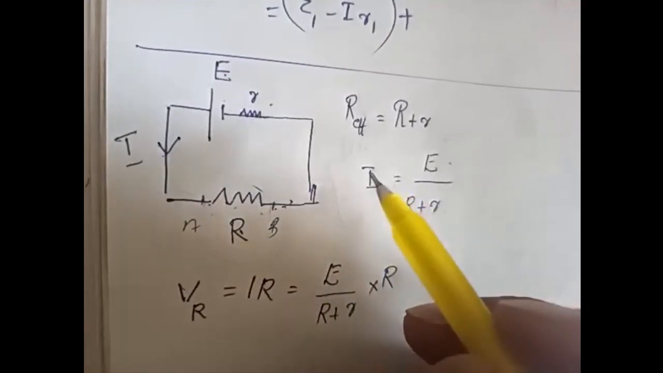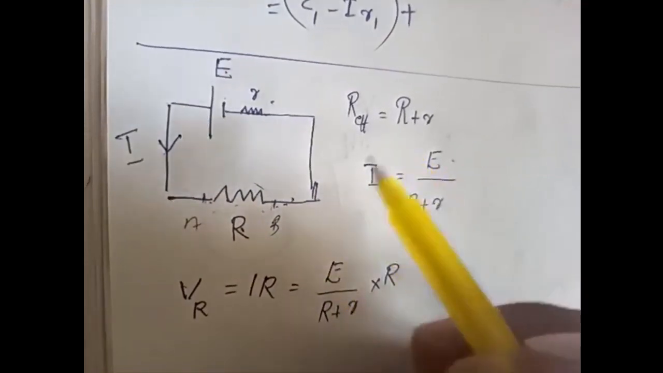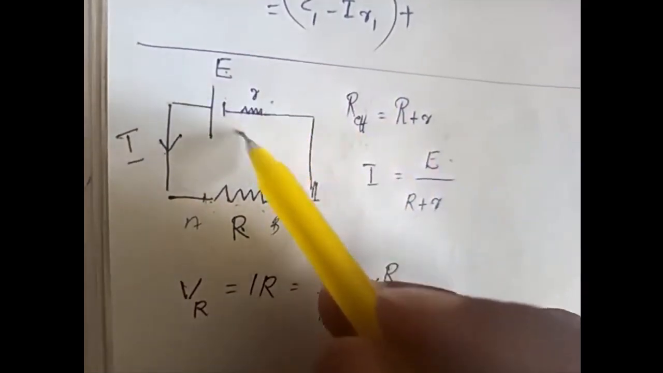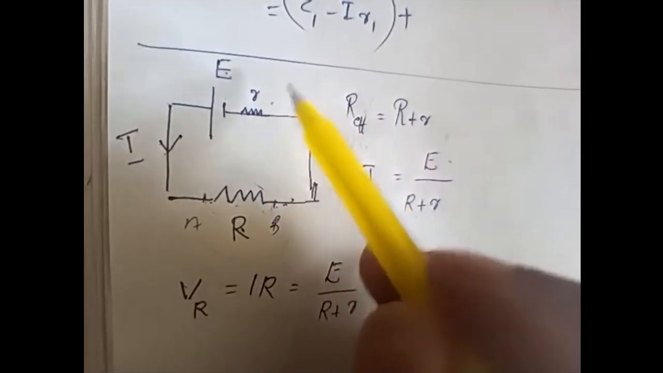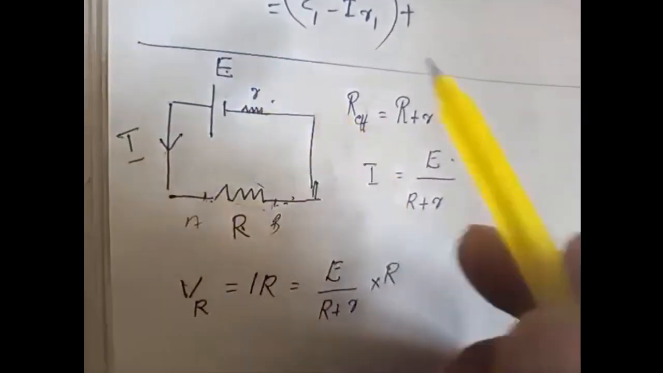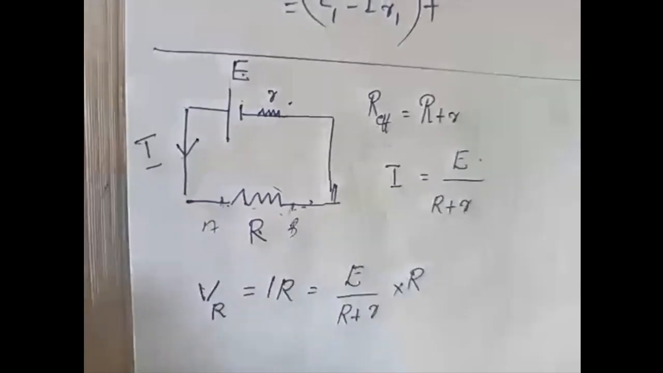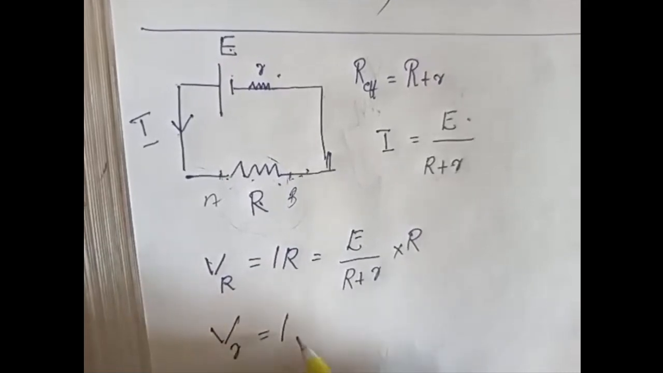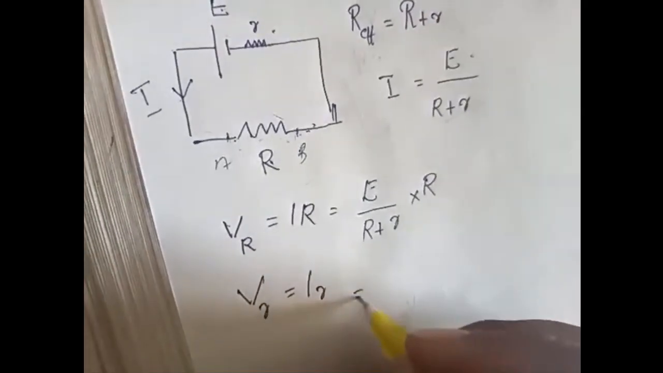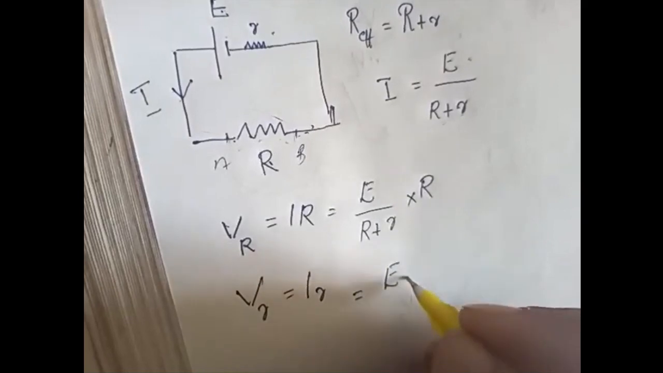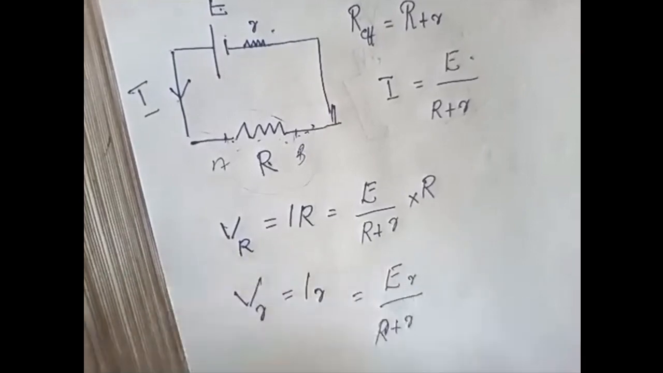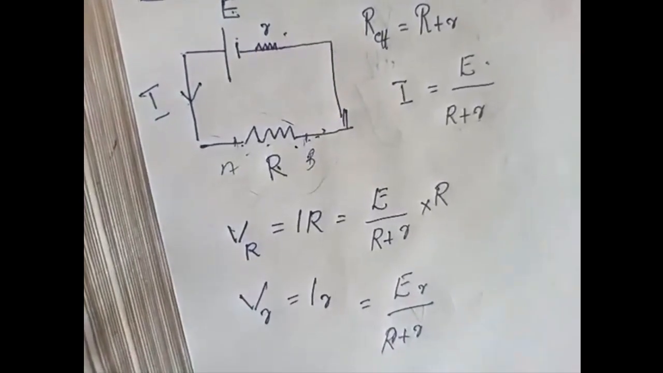Now we will see what is the potential drop across the internal resistance. At this point, how much potential is dropped from this E value? To find that out, you simply do the same thing. The potential drop at the small resistance r will be equal to I into small r. That is E r by R plus r.